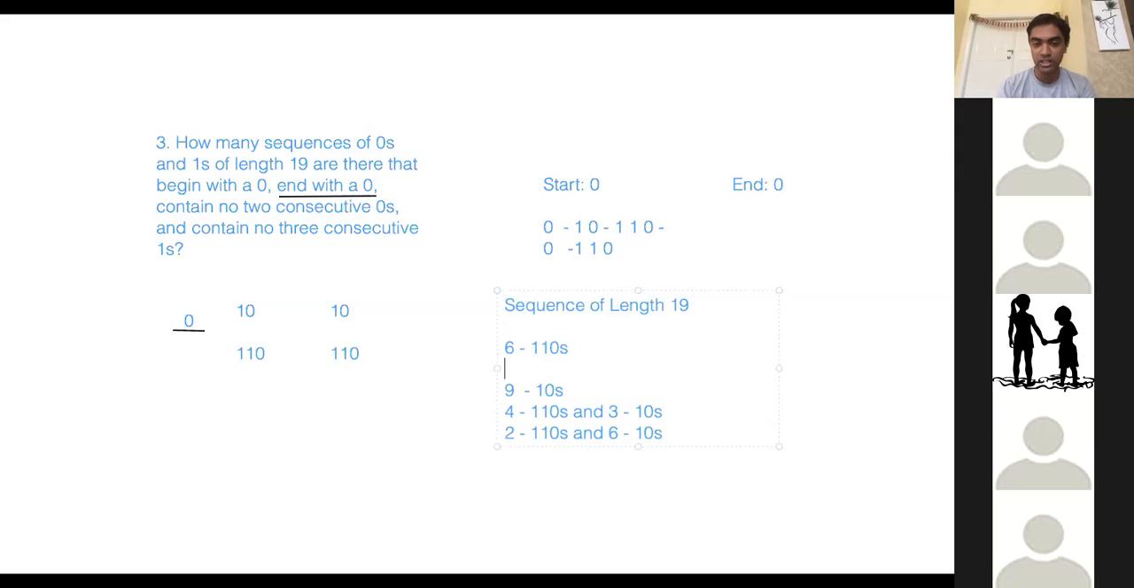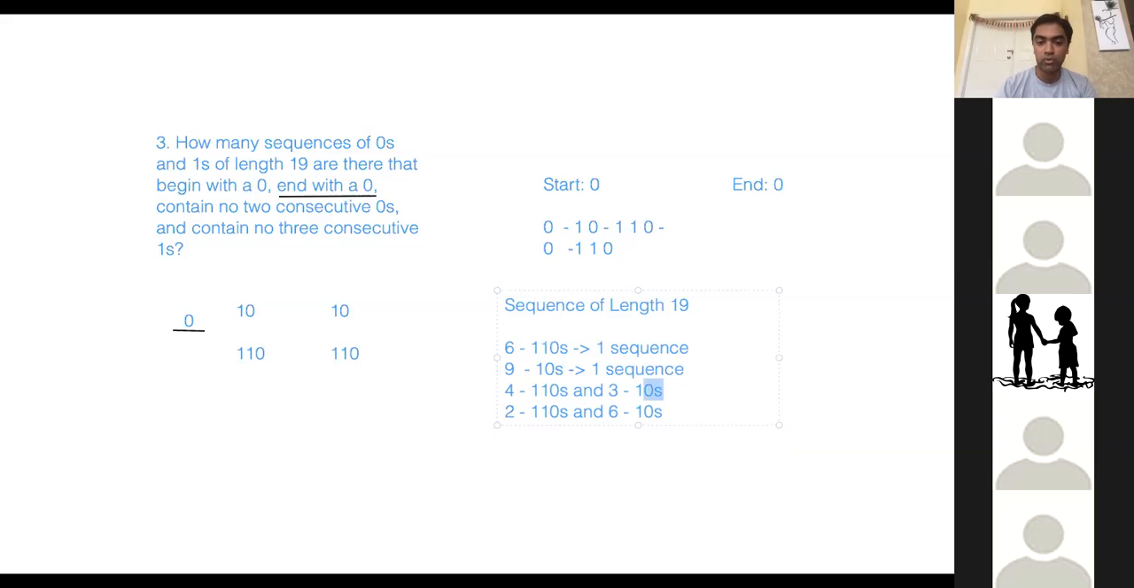So a few of these are easy. When I have 6 1-1-0s, I know my sequence will be 0, 1, 1, 0, 1, 1, 0, 1, 1, 0, and so on. So there's one sequence here. With 9 1-0s, that's also clear. It's just 0, 1, 0, 1, 0, 1, 0, and so on. So there's one sequence here.